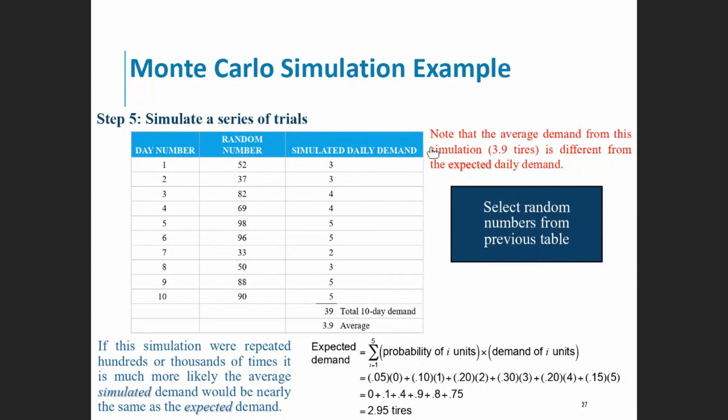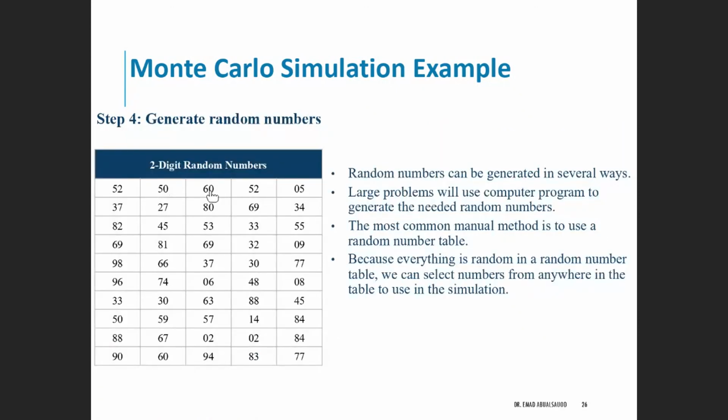So the average demand of this simulation, 3.9, is different from the expected daily demand. The answer is why? Because here we just ran it for 10 days of trials only. Remember, when we generated in step 4, we generated 50 days. We have just shown only when you selected the 10 days.